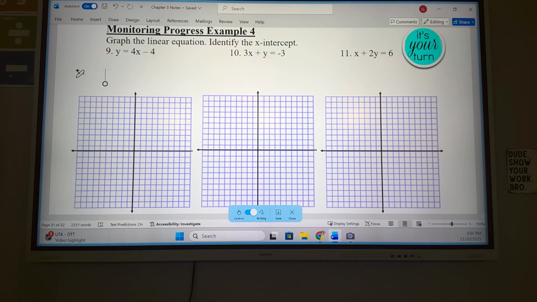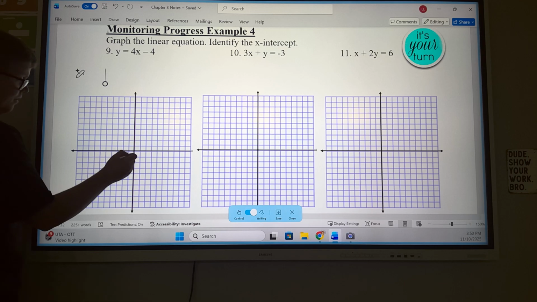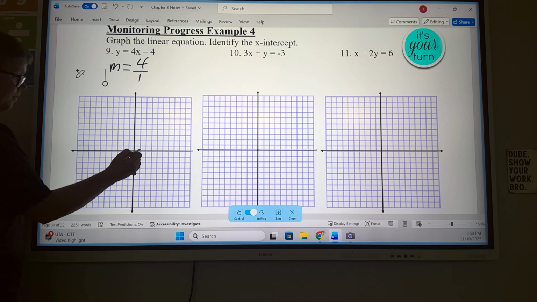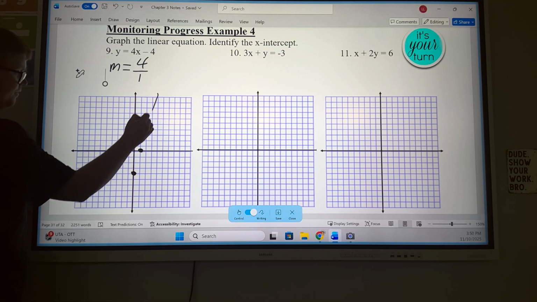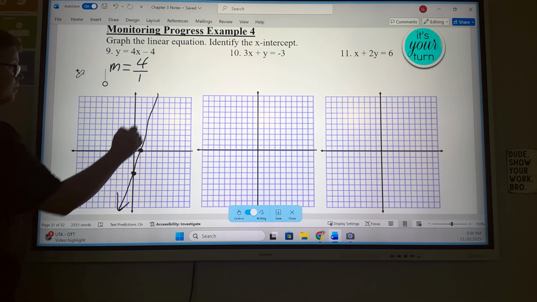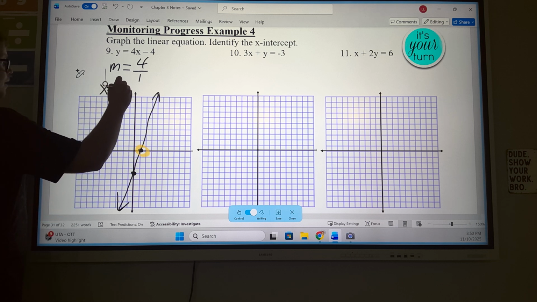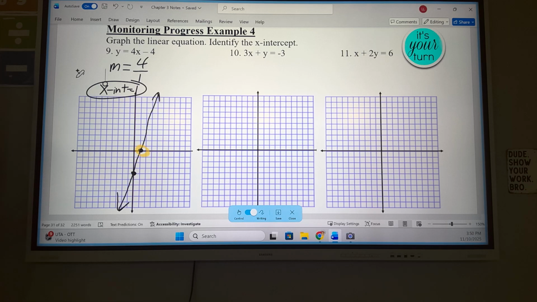Okay, hopefully you are done. Number 9 is in slope-intercept form. It is in y equals mx plus b form, right? Our y-intercept starts at -4. And our slope is 4, which we know is 4 over 1. That means from this point, we go up 4 and over 1. And our graph is completed, with our x-intercept being at 1. So we graphed it, found our x-intercept, just like that.